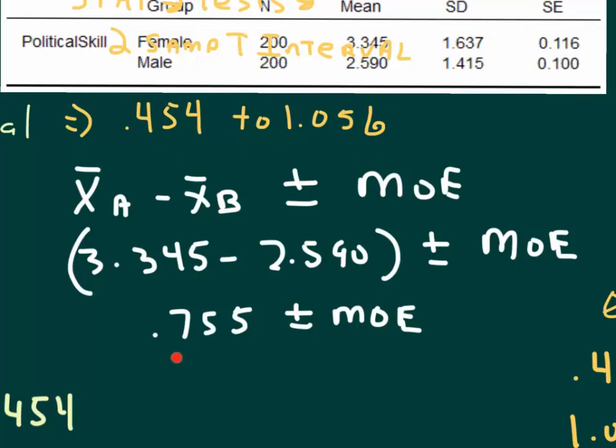So to get the margin of error, you can just get the difference between 1.056 and 0.755. Or you could get the difference between 0.755 and 0.454. Either one of those will work. Or you could, alternatively, do 1.056 minus 0.454 and divide that by 2. Any of those will get you the margin of error.